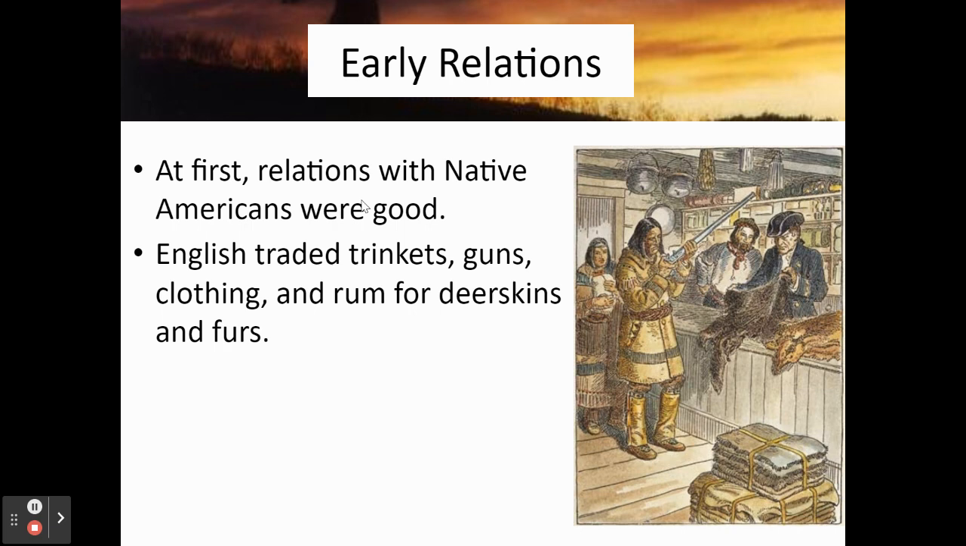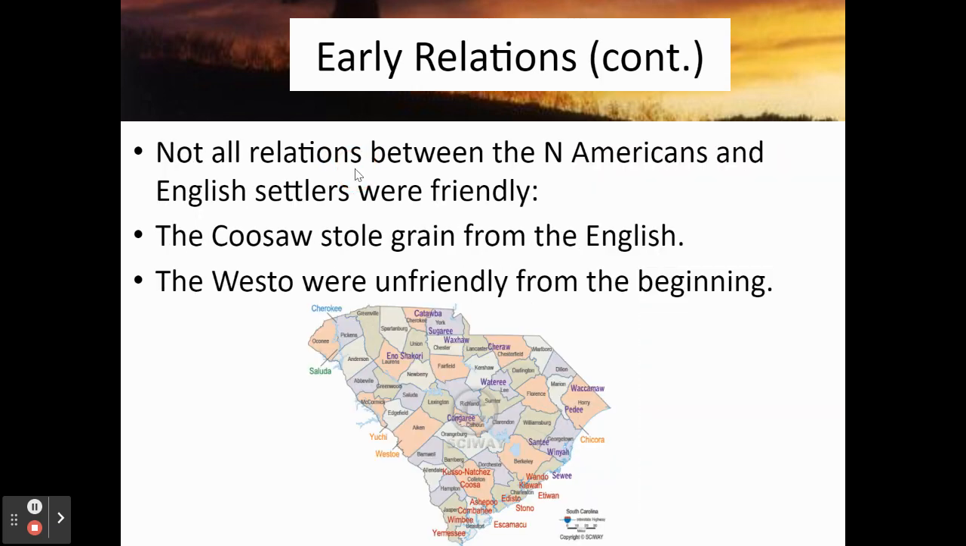And for a basic trade of a deer skin or a fur, for higher levels of technology or some sort of a comfort thing like clothing and rum, hey, those relations are pretty good. Now, eventually that would begin to deteriorate a little bit because so many Europeans began to show up, right? So not all the relations were good between the Native Americans and the English settlers, because they started to say, hey, there's a whole lot of these Europeans coming over here. And this was always our land, right? So this was our land. We've lived here for hundreds of years.